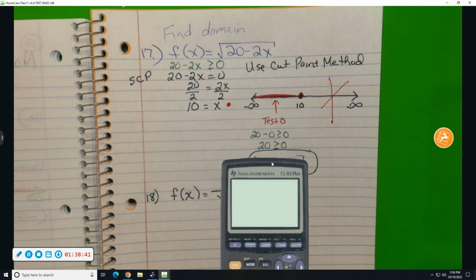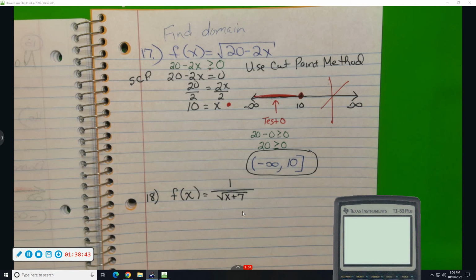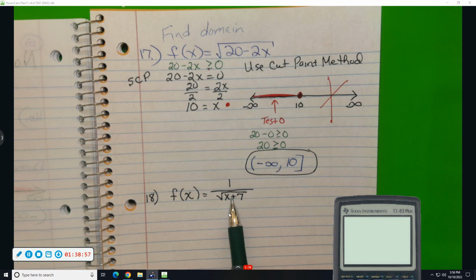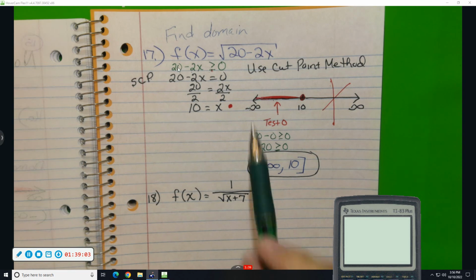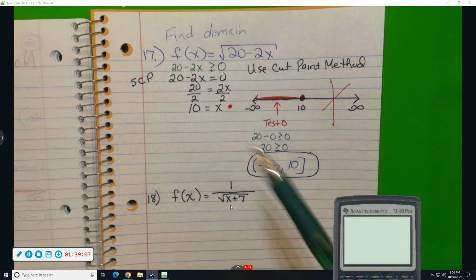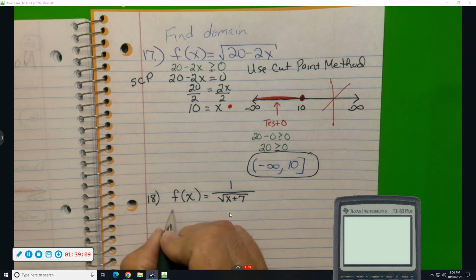But on this one here, can that denominator be 0? Can that square root be 0? If we have a 1 over 0, will that be a number or one of those undefined? Can the denominator be 0? No. So instead of setting the radicand greater than or equal to 0, you're going to have to set it just greater than 0.